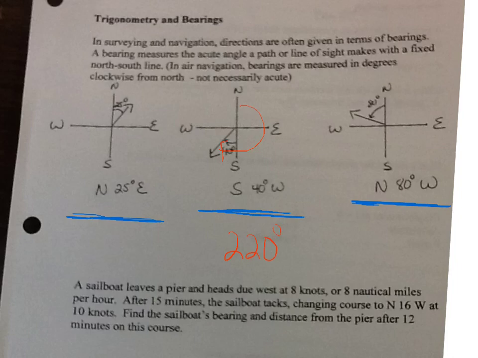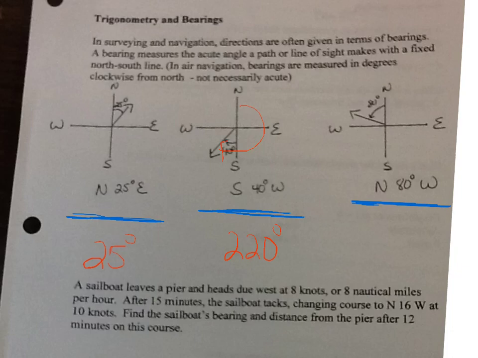Why do you start where you did? We always start from north. Air navigation always starts from north. If we're talking air navigation here, it would just be 25 degrees. It's understood that air navigation starts from north. And you go clockwise? And we go clockwise.